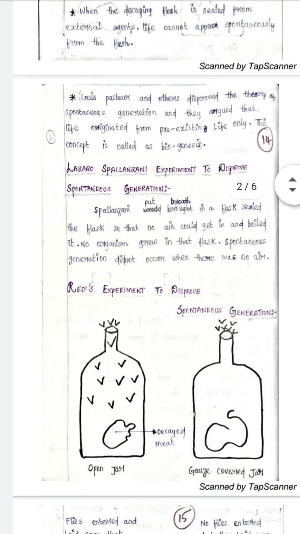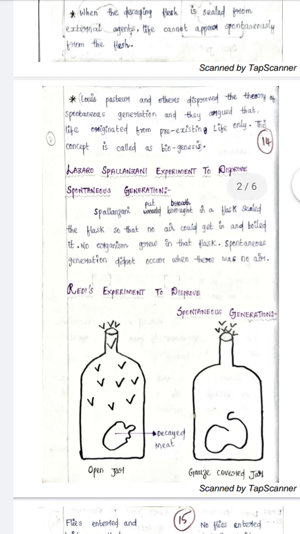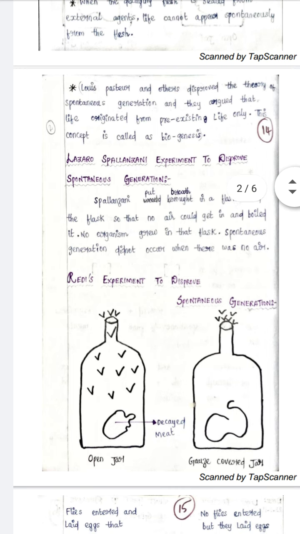So this is the experiment of Lazzaro Spallanzani and Francesco Redi's experiment. Lazzaro Spallanzani boiled a broth in a flask, and he just closed it so that no air could get in. So there was no air, and hence there was no growth in the flask.